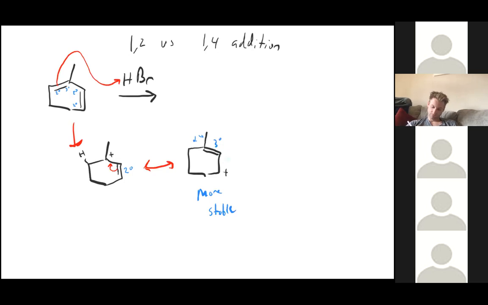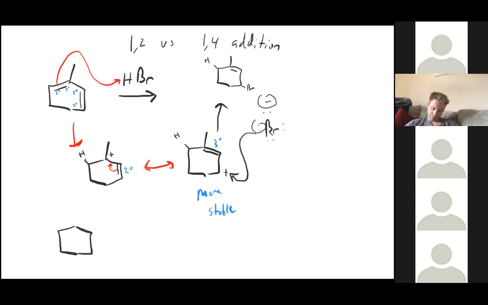So Br can come in. Attack at our carbocation. And give us our product. This is referred to as a 1,4 addition. The reason for that being, if you are counting the double bond system, you could say this is carbon 1, 2, 3, 4 here. You've added hydrogen to position 1 and position 4 here.